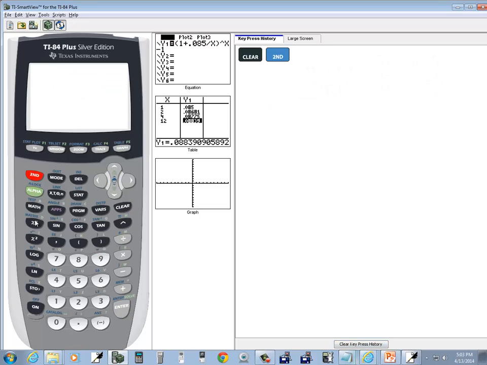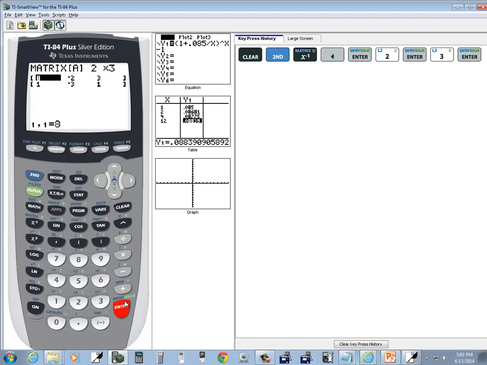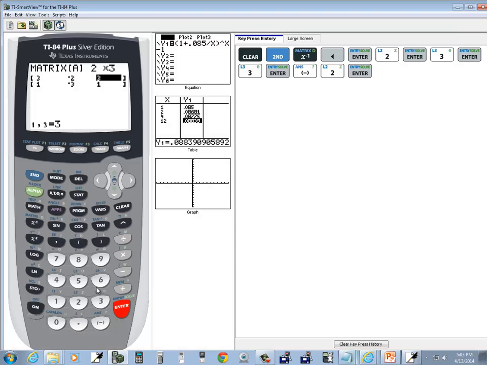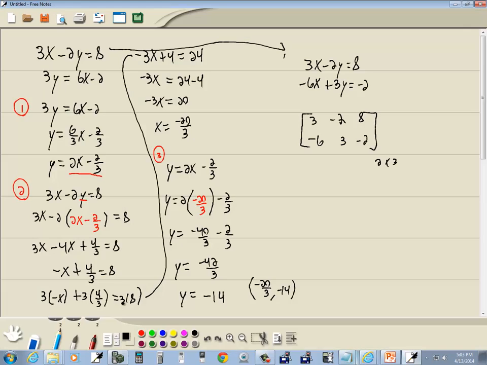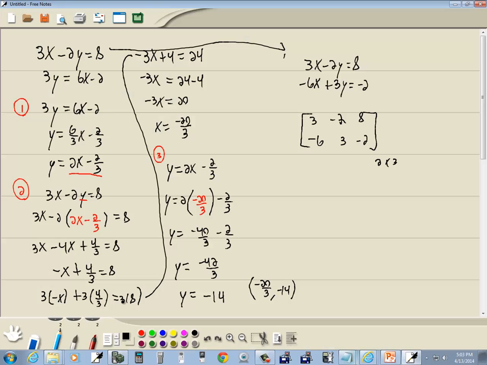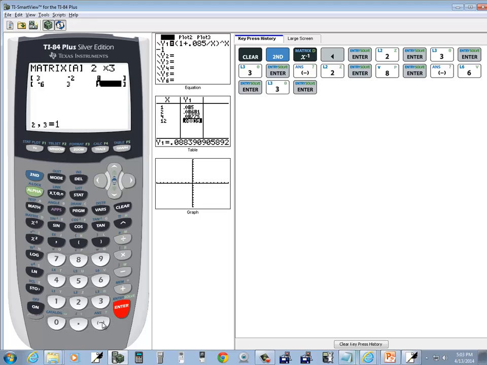So I do second x and negative 1, that's our inverse button. Left arrow over to edit, enter on A. 2 by 3, so I do 2 enter, 3 enter, and then I press in each number, pressing enter after each one. So 3 enter, negative 2 enter, 8 enter, negative 6 enter, 3 enter, negative 2 enter.